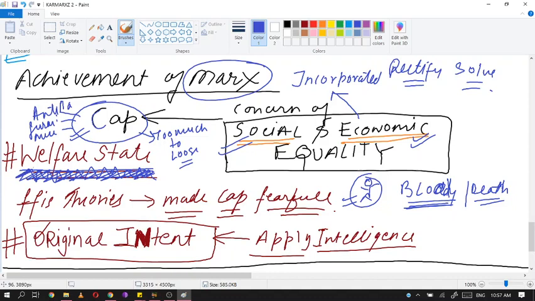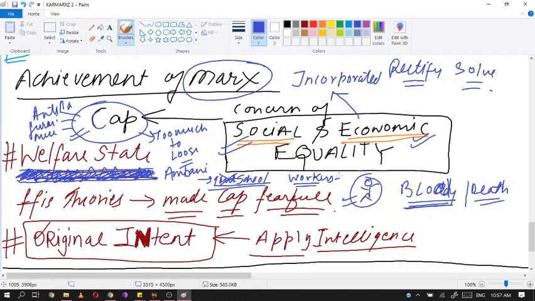Ambani's children don't go to government schools. They don't go to government schools. Who are they for? Workers. How many are these workers? Well, all are workers.